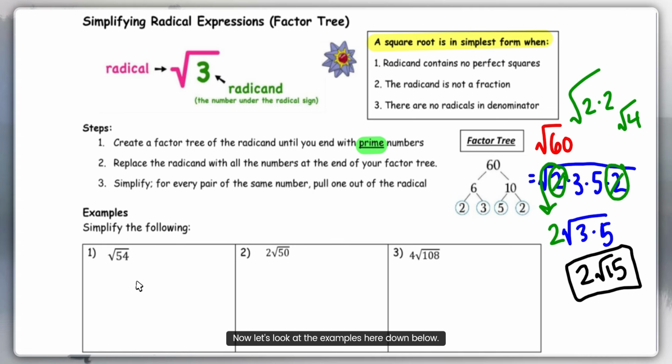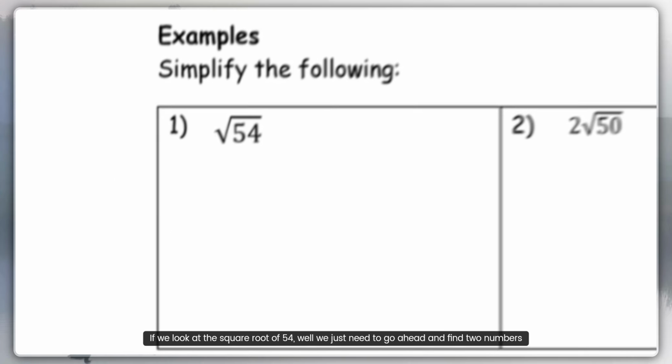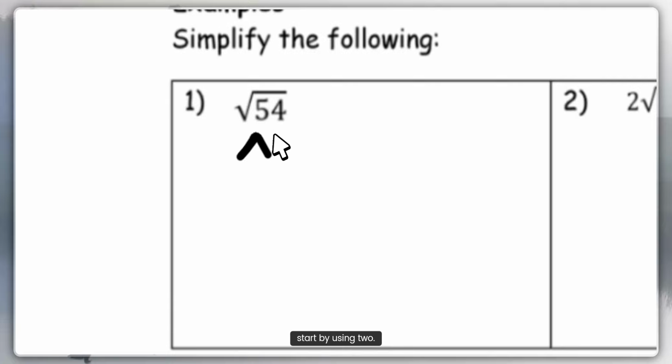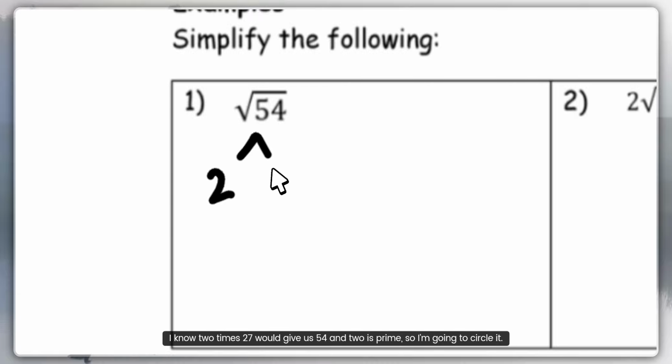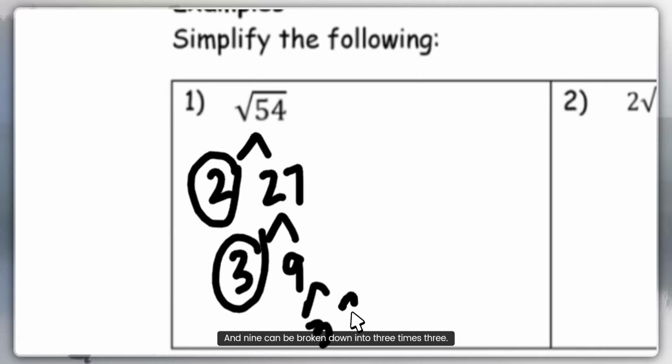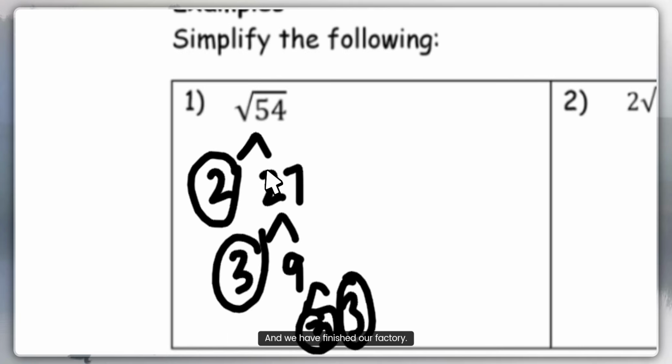Now let's look at the examples here down below. If we look at the square root of 54, we just need to find two numbers to create our factor tree, two numbers that multiply to give us 54. Well, if you're not sure what to start with, if this number is even, you can always start by using 2. I know 2 times 27 would give us 54, and 2 is prime, so I'm going to circle it. 27 can be broken down into 3 times 9. 3 is prime. And 9 can be broken down into 3 times 3. And we have finished our factor tree.